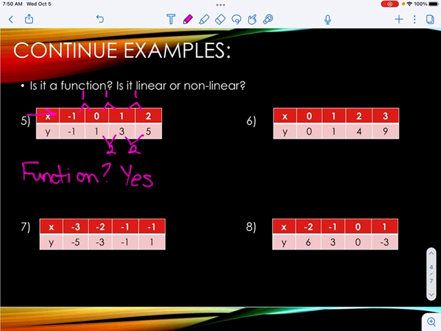3 minus 1 is 2. 1 minus negative 1 is 2. So when I look at this, the ratio of the change in y was 2 over the change in x. So if you notice, every single one of these pairs has that exact same ratio, a 2-to-1 ratio. So that would tell me that this is a linear function.